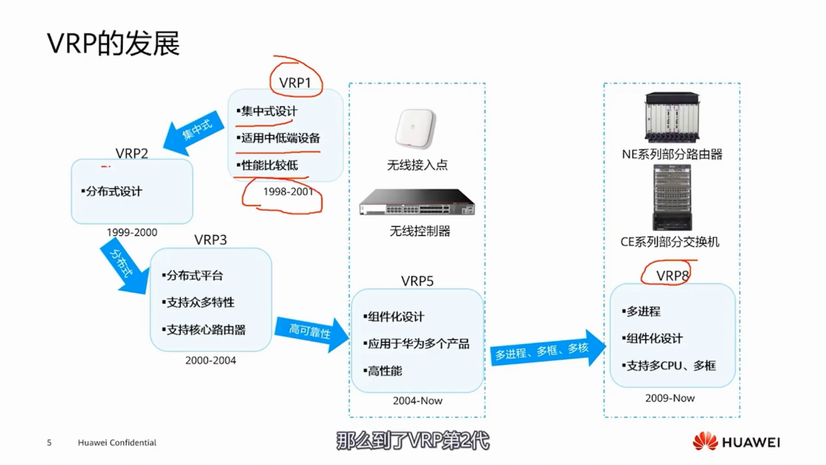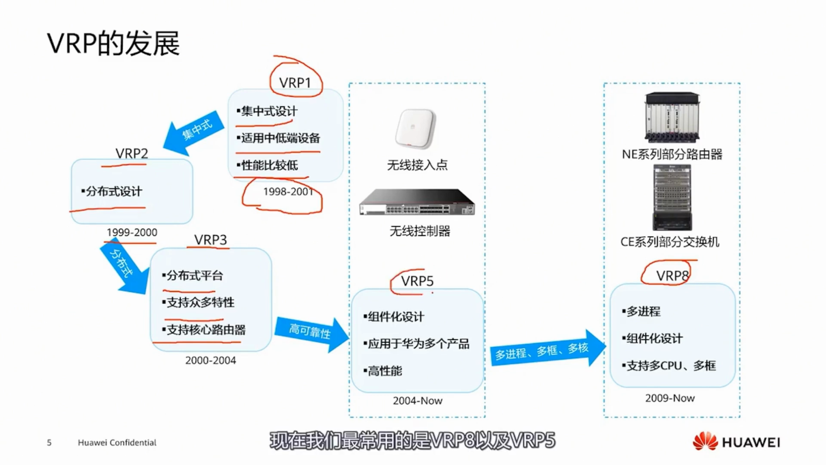Then, in the second generation of VRP, we adopted a distributed design. After adopting a distributed design, function, extension, and feature tailoring became more flexible. This was also about 20 years ago. Then, later in the third generation of VRP, still a distributed platform, but with many more features. Here we started supporting core routers. Now we most commonly use VRP 5 and VRP 8.